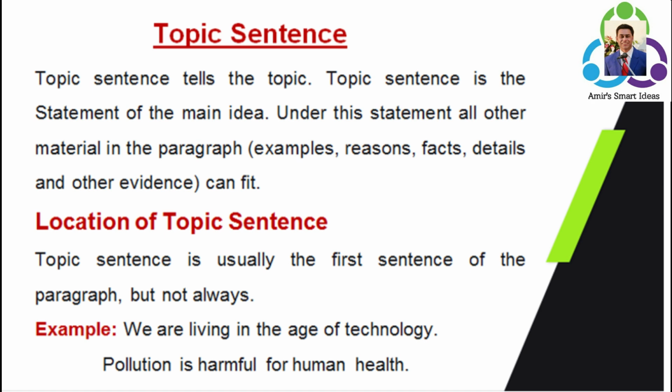For example, we are living in the age of technology. This is a topic sentence and it explains the age of technology. That means the rest of the sentences, which are going to be the supporting sentences of the paragraph, would be about how we are living in the age of technology, how technology is involved in some of the aspects of our lives.